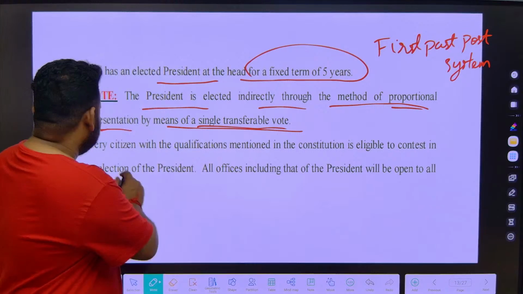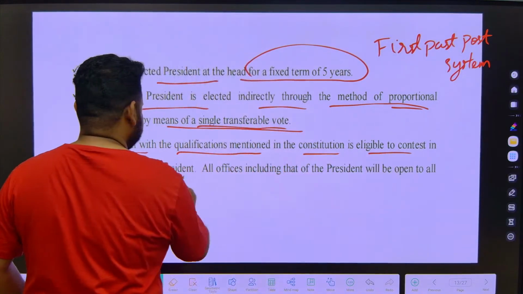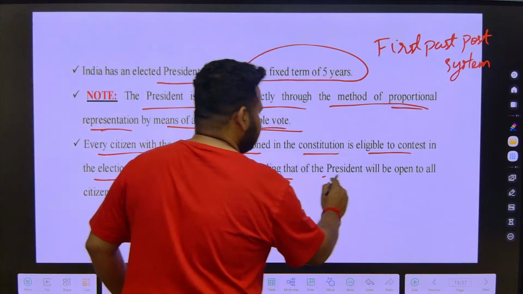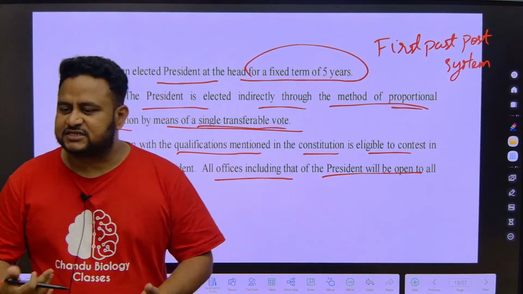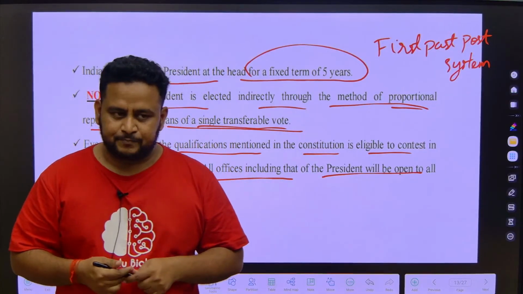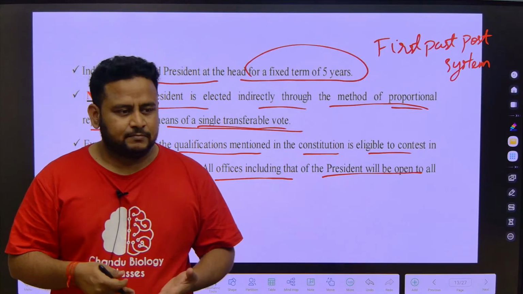So, every citizen with qualifications mentioned in the constitution is eligible to contest in the election of the president. All offices including that of president will be open to all citizens. Okay. That means what? Every citizen. Suppose I am a citizen of India. If I satisfy certain qualifications, I can also contest for the president post.